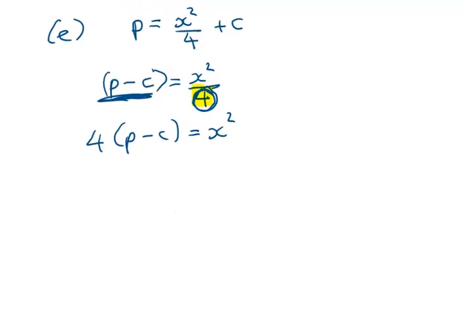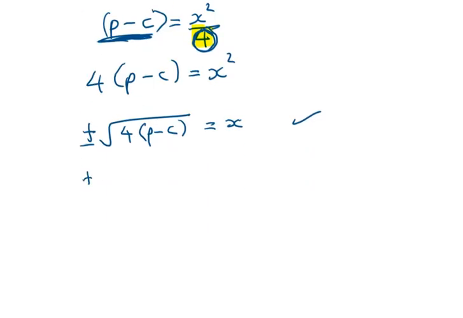Okay, now what do we get next? Well, we're back to x squared. So we're going to do our square rooty thing again. So plus or minus the square root of 4 times p minus c. So that's a correct answer. But there are a couple more things I could do with that one. I could expand out what's underneath the surd sign, 4p minus 4c.